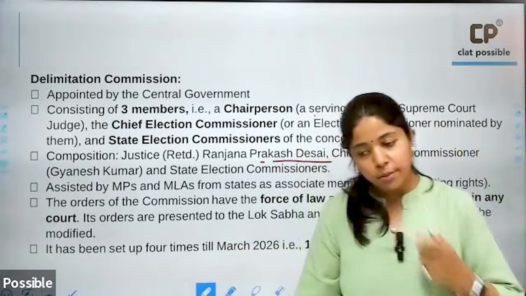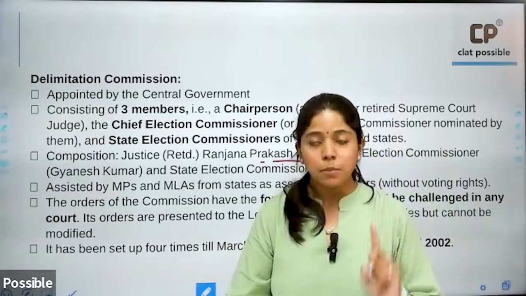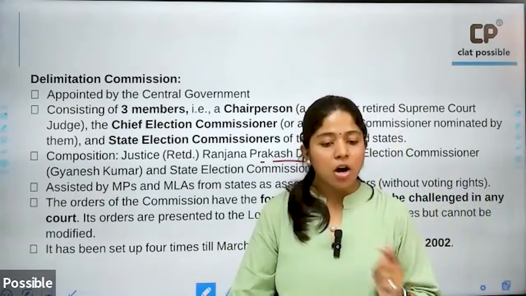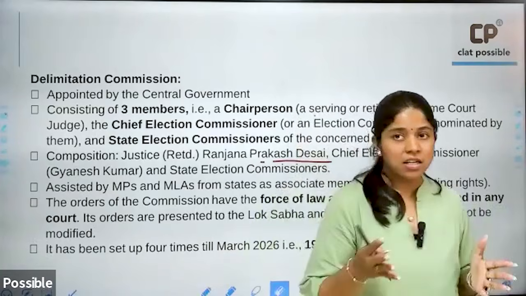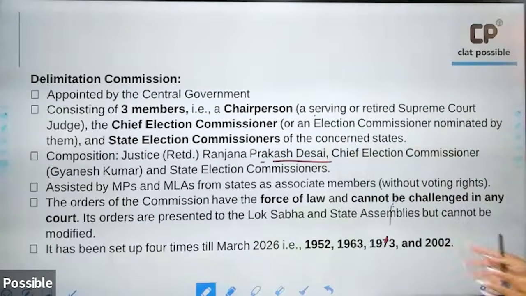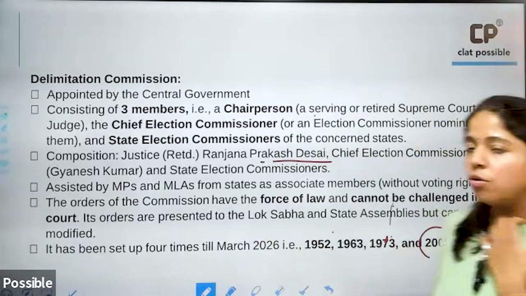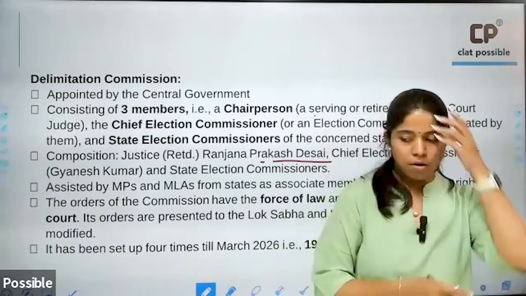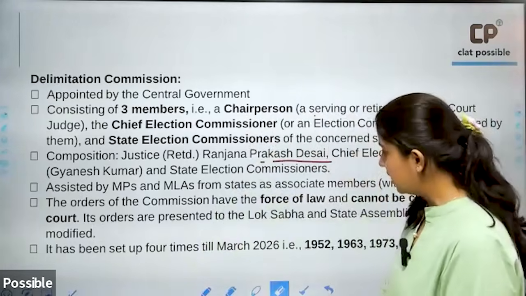One thing about the Delimitation Commission that is specifically very important is that the orders of the Delimitation Commission are absolutely sacrosanct, meaning that they cannot be challenged in any courts. Nobody can disagree over the territorial demarcations that have been made by the Delimitation Commission. All right, it has been set up 4 times till now. 1952, 63, 73, delimitation effectively did take place. After this, delimitation has not taken place. In 2002 also, we did not undertake any redrawing of boundaries or new constituencies. We only readjusted as per the reservation provisions of the SCs and the STs.